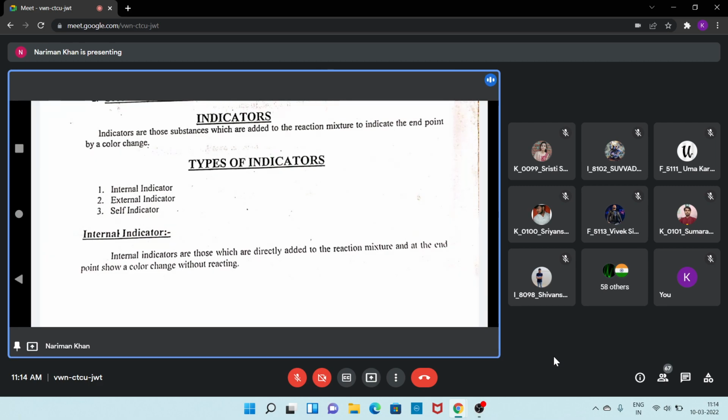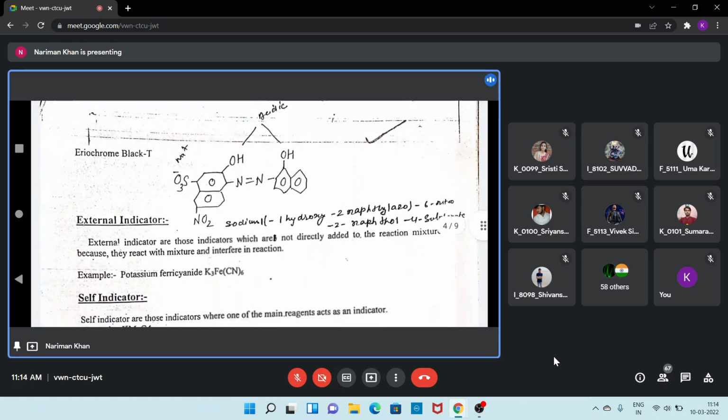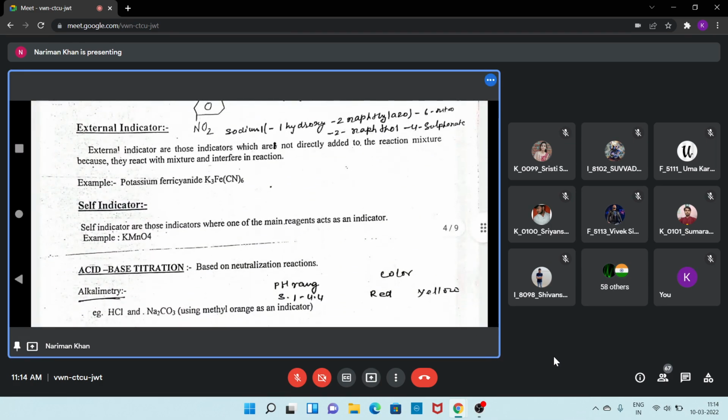External indicator, what is external indicator? When we do not add the indicator directly into the reaction mixture. When we do not add the indicator into the reaction mixture, then how do we perform the experiment? What we do is we take a grooved tile, a tile having grooves. It comes generally in the scientific store. Grooved tile is similar to the watercolor which we use.